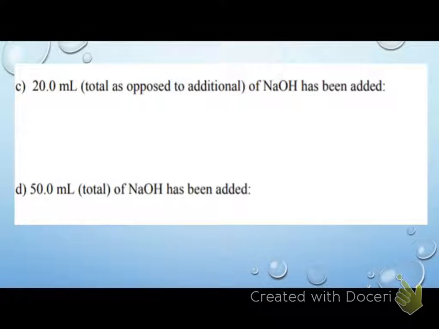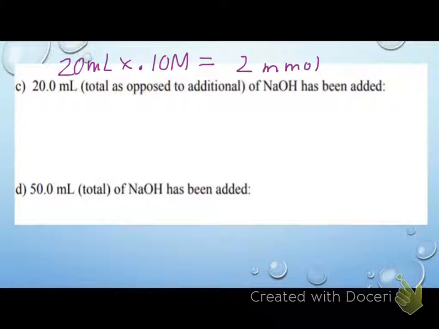All right, 20, and this says total. So what's 20 mils times 0.1? 2 millimoles. 20 milliliters times 0.10 molar sodium hydroxide is 2 millimoles. So this time we've added a total of 2 millimoles. I just wanted you to see how you subtract it. On the next one, I'm just going to say my original 10 millimoles minus the 2 gives me 8 millimoles.